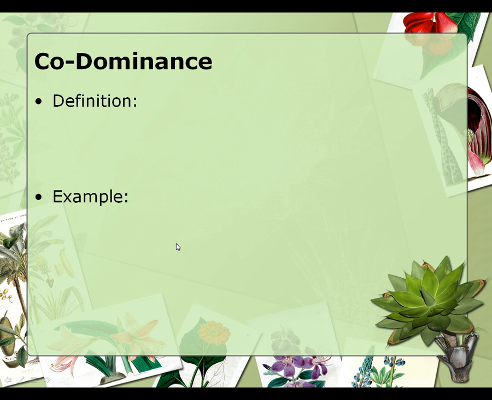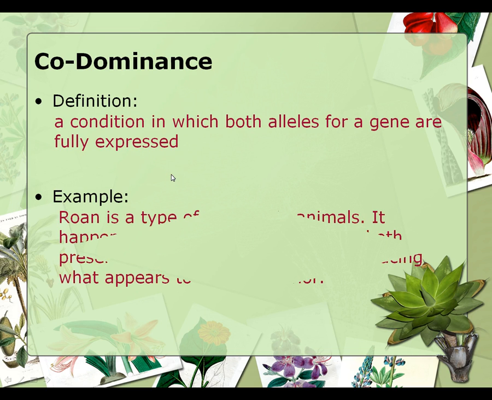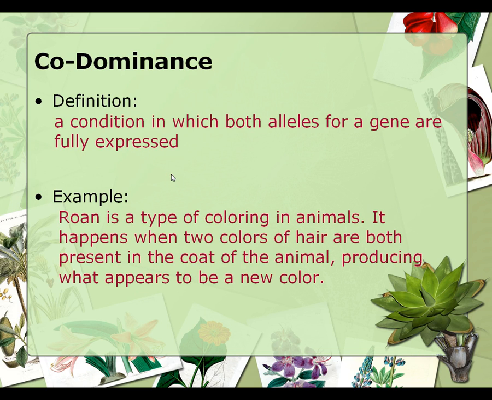Let's go on to codominance. Here is when you actually see both alleles. This may be kind of hard to imagine, so let's talk about an example. Roan is a type of coloring in animals most often associated with horses, and it happens when both colors of hair are fully expressed in the animal. So from a distance, the animal looks like it has a different color hair.